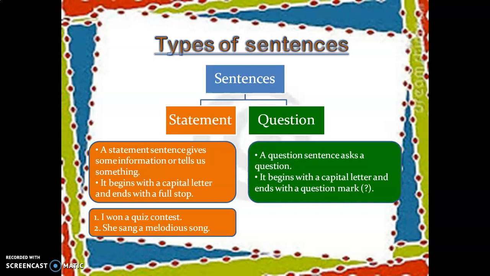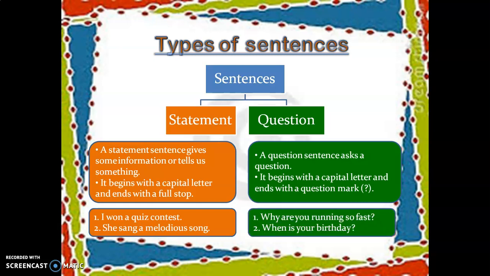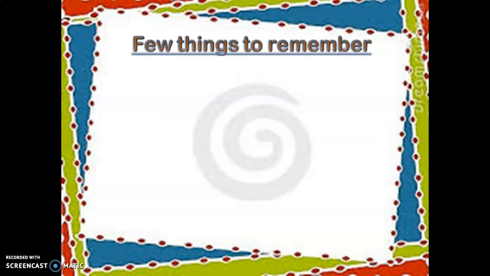Now, what is a question sentence? A question sentence asks a question. It begins with a capital letter and it ends with a question mark. Why are you running so fast? When is your birthday? First letter of both of the question sentences is in capital and at the end we have put a question mark.